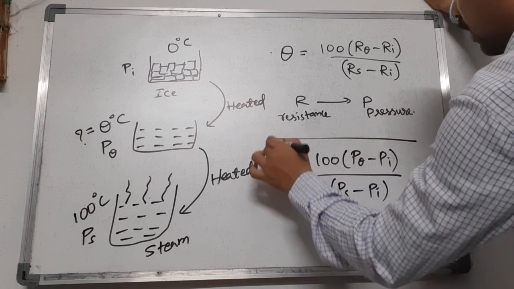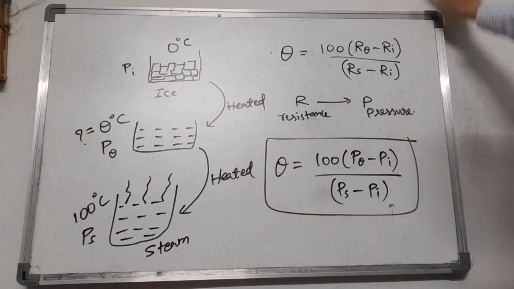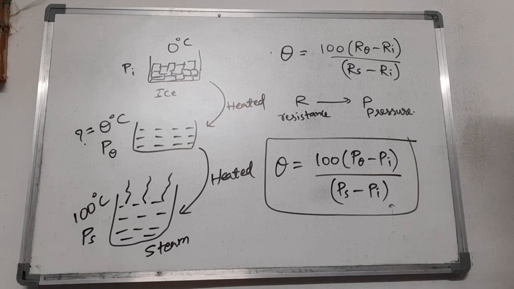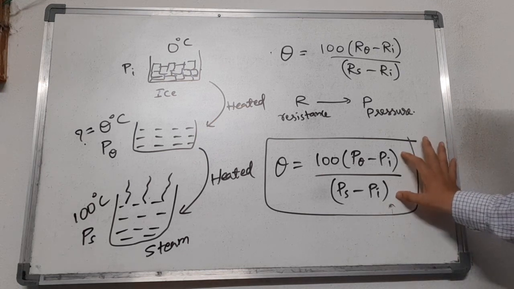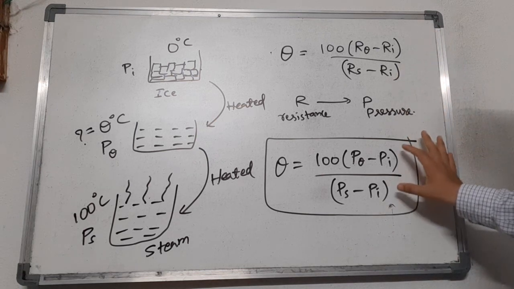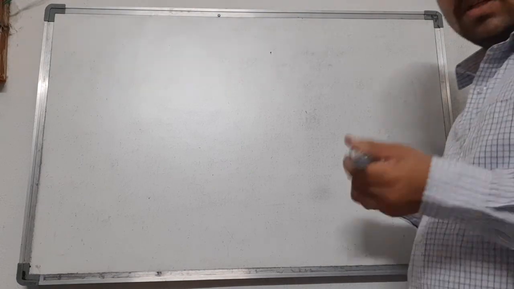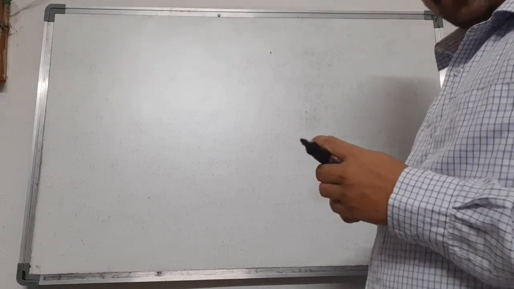So like this we can find it out for pressure also, right? This is the formula. In two types we can write this formula: for resistors, and for pressures we can find the corresponding temperatures. Okay, like this. So here we shall recall Boyle's law and Charles' law.